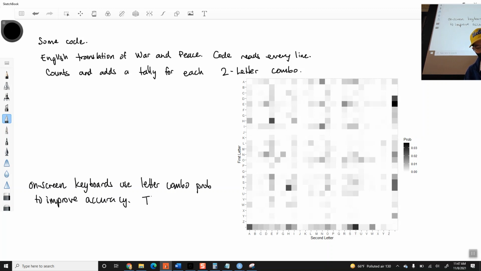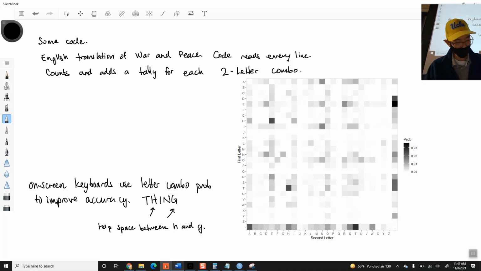T-H-I-N-G. So tap. All right, so that's that. Oh, we're gonna run out of time. Okay, so we're gonna use that as one way to evaluate the two-letter combinations. Okay, the probability of the text.